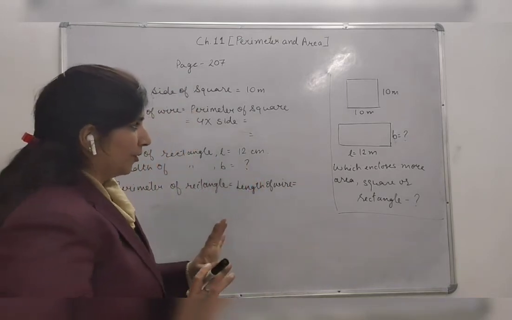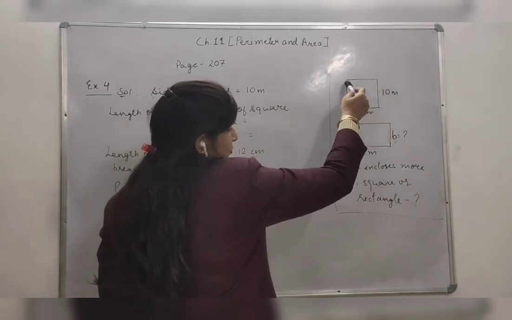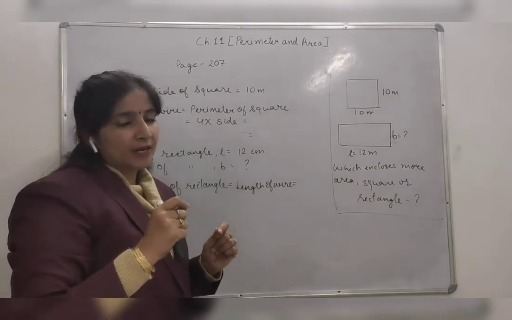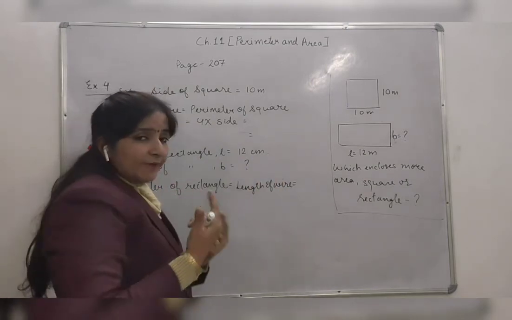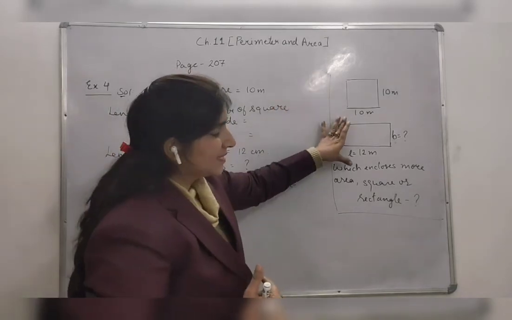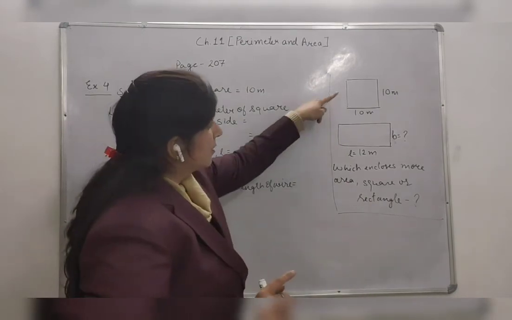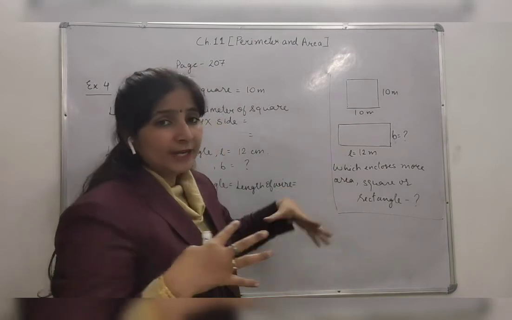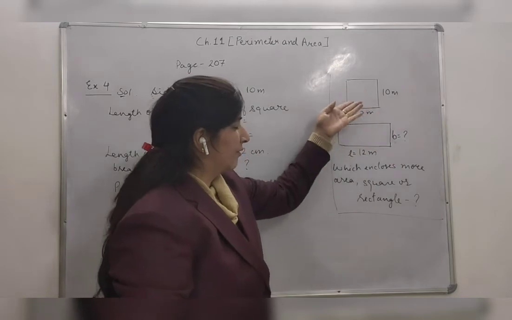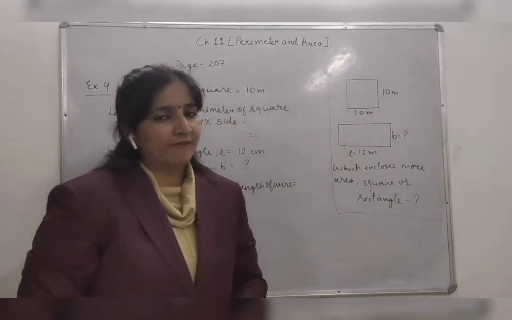First of all, if the wire is bent, we can find out the perimeter of the square. And the same wire is used to make the rectangle, which means the perimeter will be the same for the rectangle because the length of the wire is the same. Using these conditions we will find the breadth, and if we find the breadth we can find the area for both figures, and then we can compare which one has more area.